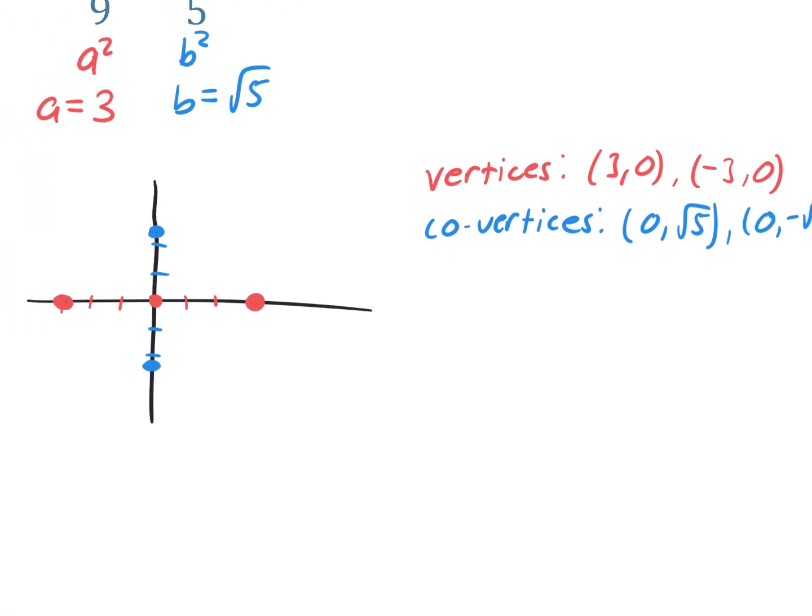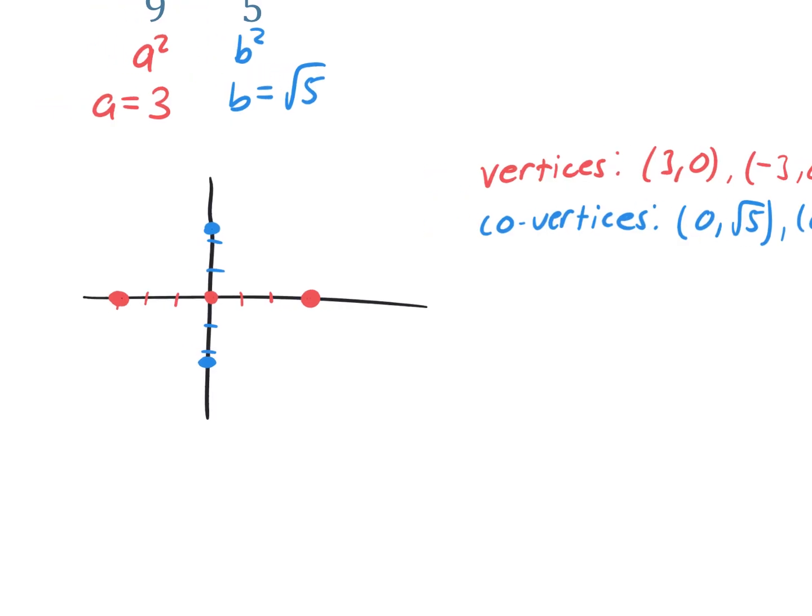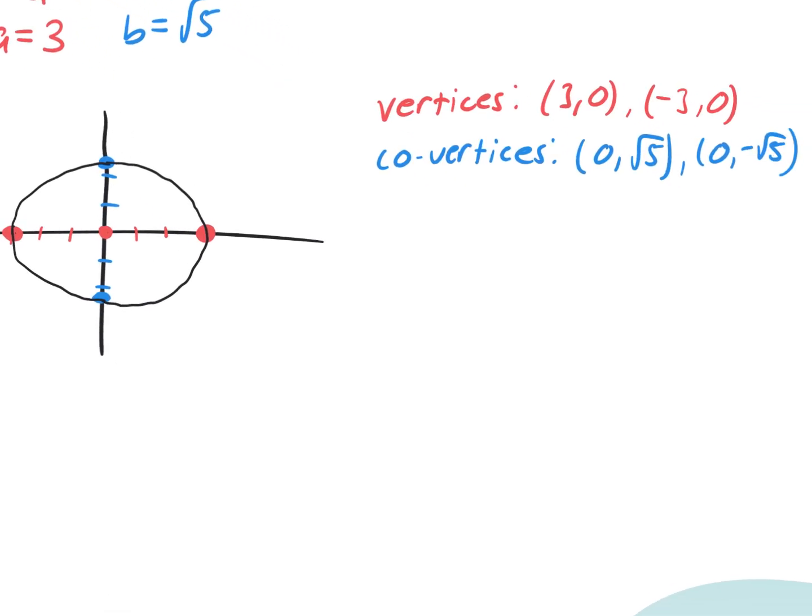And then with our vertices and co-vertices, that covers the majority of our information. So I can go ahead and sketch the graph of your ellipse. All right, it looks something like that. What's the only thing missing here? Yeah, right, the foci. Good.